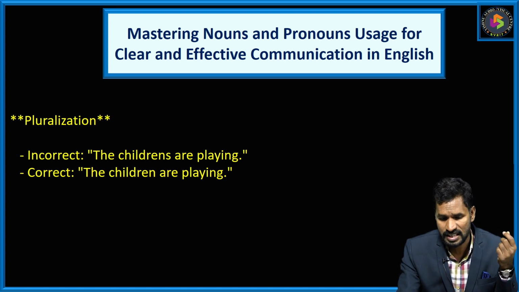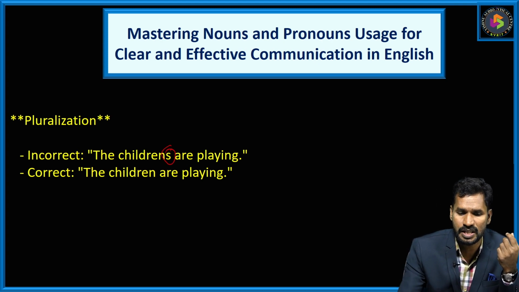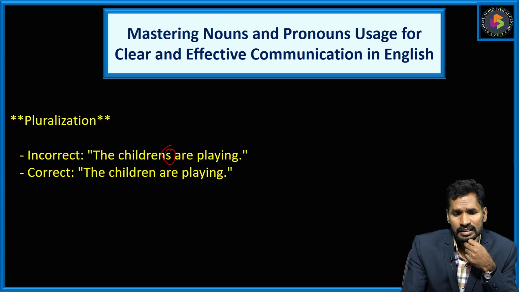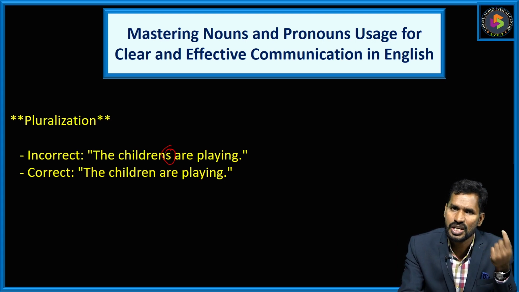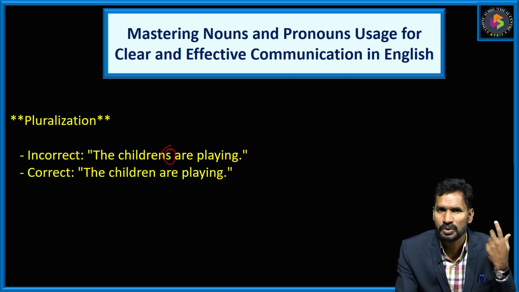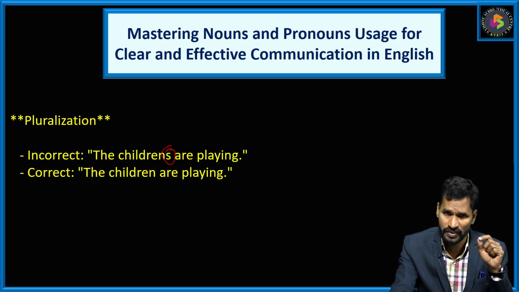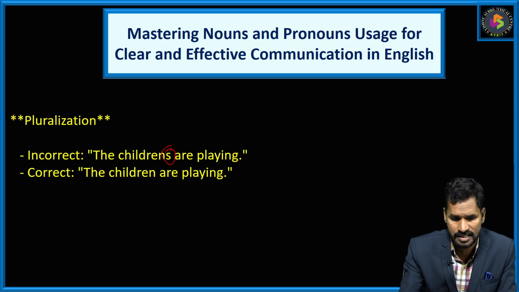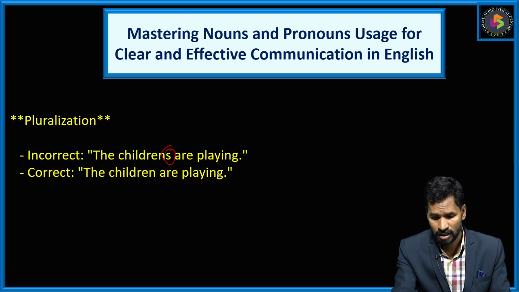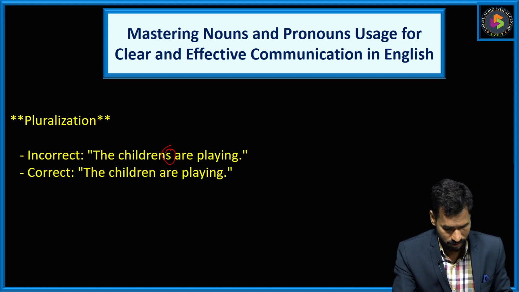The incorrect example here is: The childrens are playing. If you observe this, the singular form of this noun is child and the plural form is children. No need to add the plural suffix es or s to this one. So the correct sentence is: The children are playing, where children is the plural form of child.